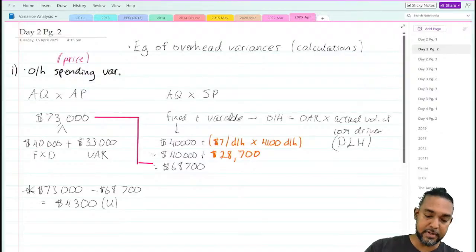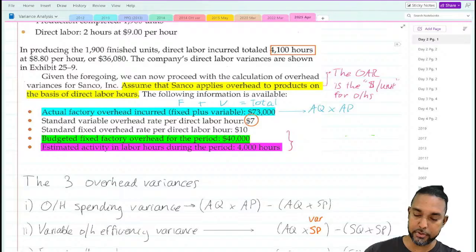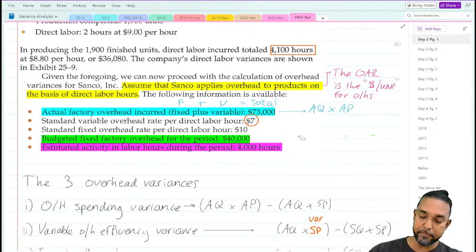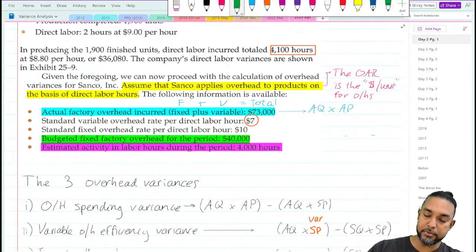So to find the actual, when we read the question, that's there in the blue highlight, right? Actual factory overhead incurred, fixed plus variable, is 73,000. And in the green, three lines below, we're seeing that the budgeted fixed factory overhead for the period is 40,000, right?